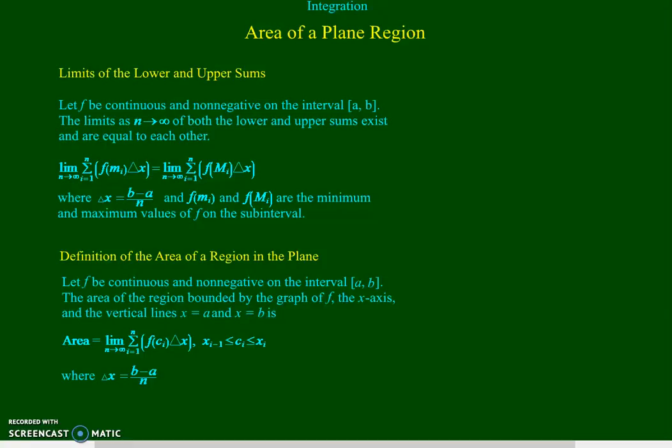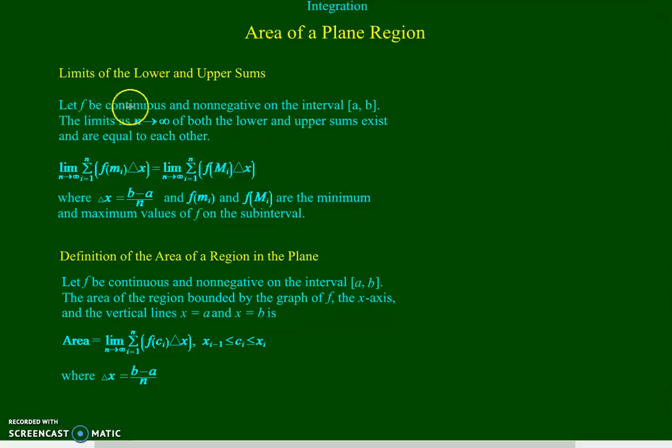This is part 6 of the series Integration, and in this section we're going to look at what happens as we increase the number of subintervals for our summations in our approximation of areas of regions under a curve. So the first thing we're going to look at here is the limit of a lower sum and upper sum.